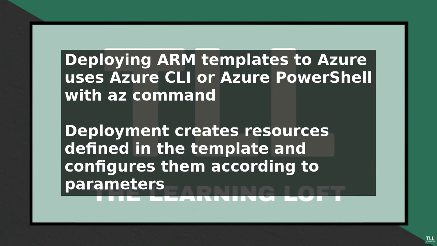Once the ARM template is created, deploy it to Azure using the Azure CLI or Azure PowerShell. Use the az deployment group create command to deploy the template to a resource group. This command will create the resources defined in the template and configure them according to the parameters.